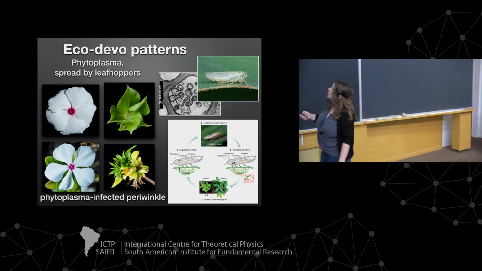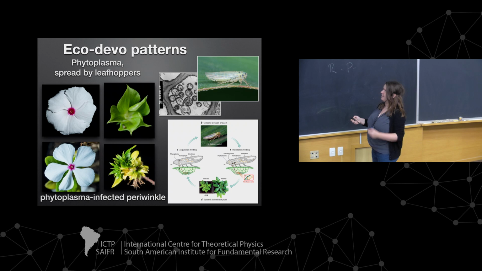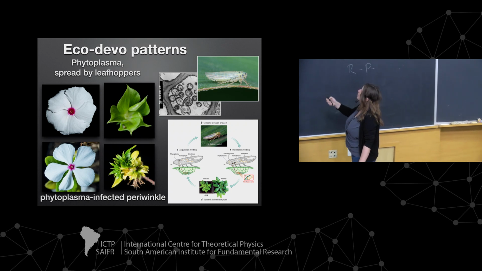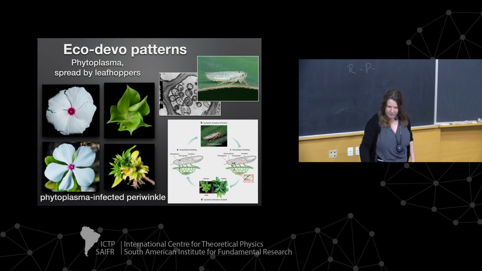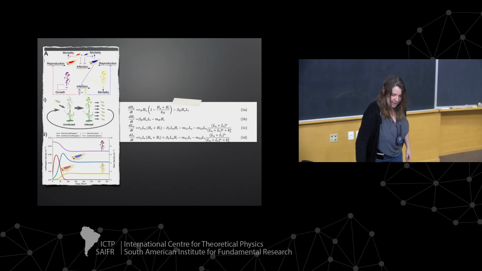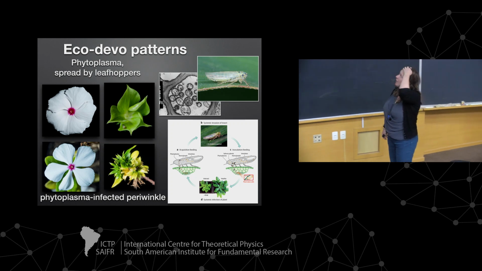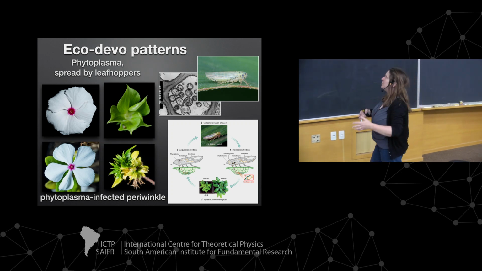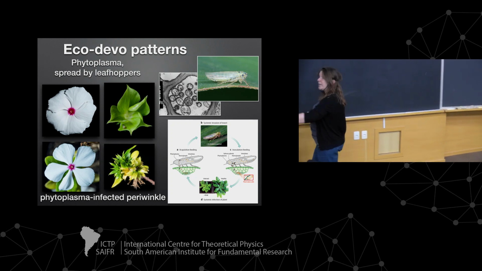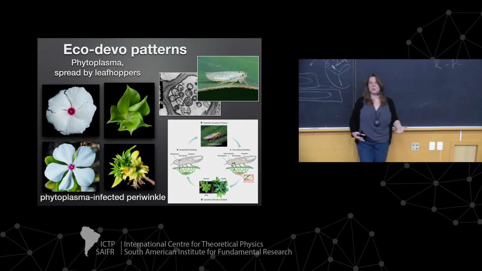OK, so this is the phytoplasma. Phytoplasma is that thing here. This is an example of an infected periwinkle, so it'll change. So the problem is, the question that we started to ask is, well, first of all, you have different types of effectors. Why doesn't one outcompete the others? This is a question we're still looking at.